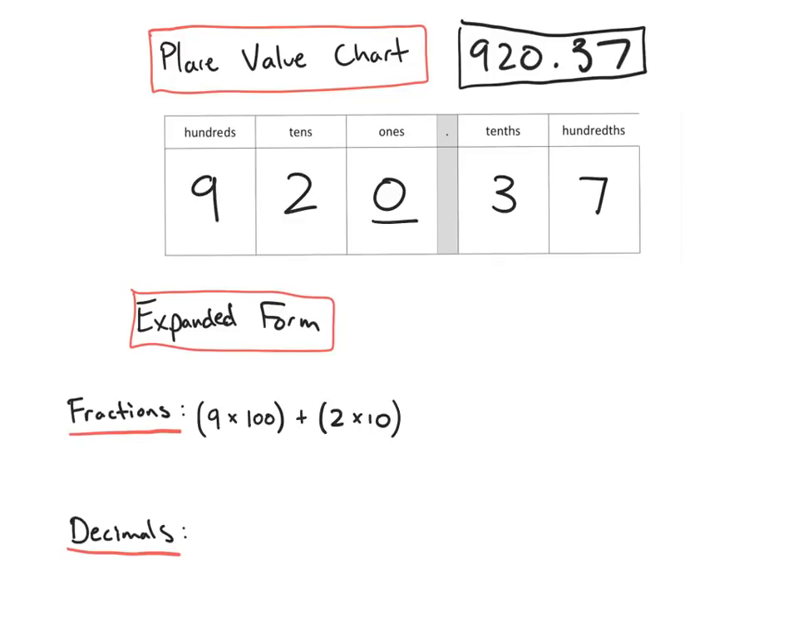I can write it out as 0 times 1, but I also can just leave it. I don't need to include it because anything times 0 is going to be equal to 0. So in this case, I'm just going to leave it out. I'm not going to include it.